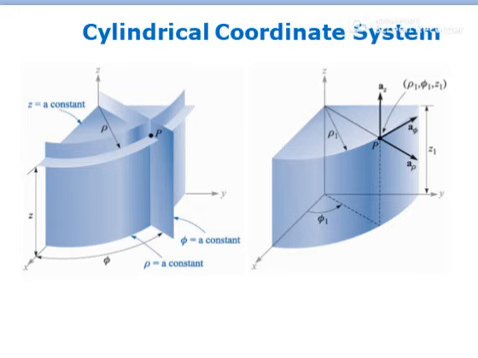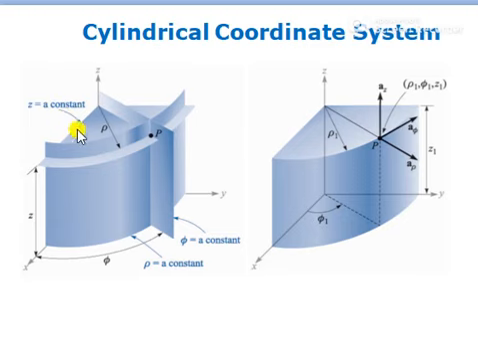The surfaces used to define the circular cylindrical coordinate system are: the first surface is a plane of constant z, which is parallel to the xy plane. So this is the first plane required. This plane is parallel to the xy plane, and it has a value z equal to a constant.